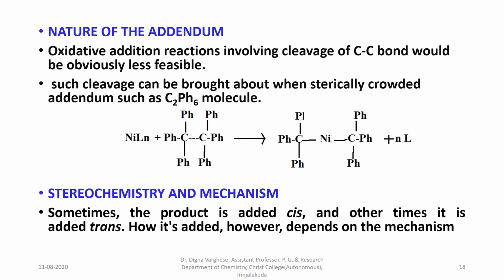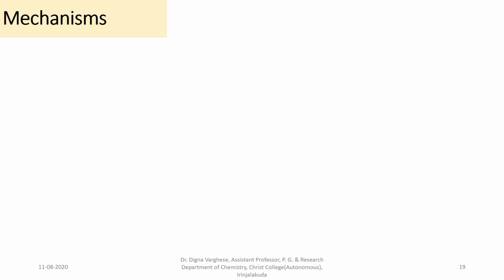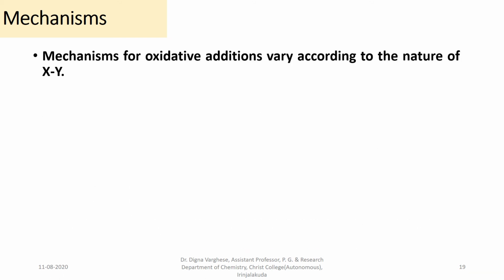Sometimes the product is added cis and other times it is added trans. In terms of stereochemistry, the product is sometimes cis, and in other cases it may be trans. How it is added depends upon the mechanism by which the reaction proceeds. Mechanisms for oxidative addition reactions vary according to the nature of the XY.